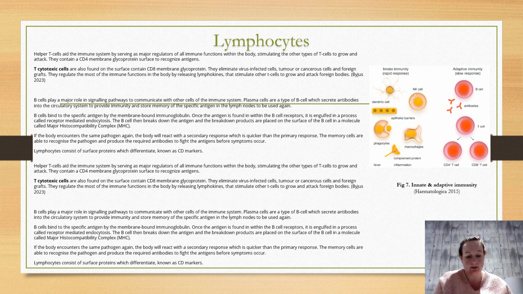T cells mature in the thymus gland and function to help destroy problematic cells such as pathogens. They signal the immune cells to participate in the immune response, protecting the body from pathogens and cancer cells. Further information about lymphocytes can be found on the slide here.